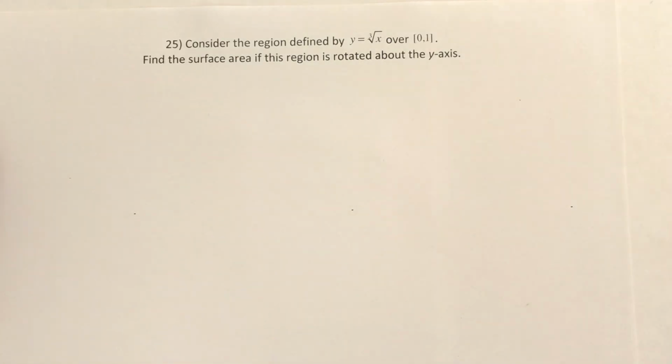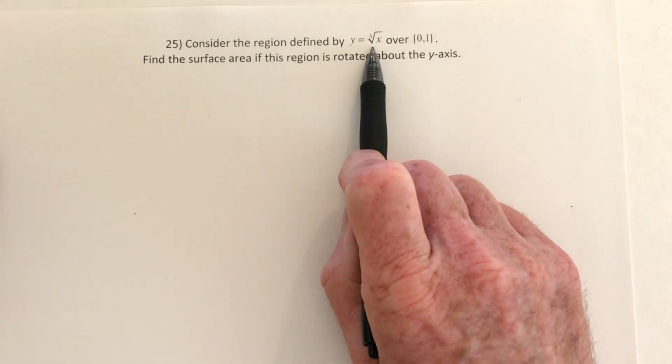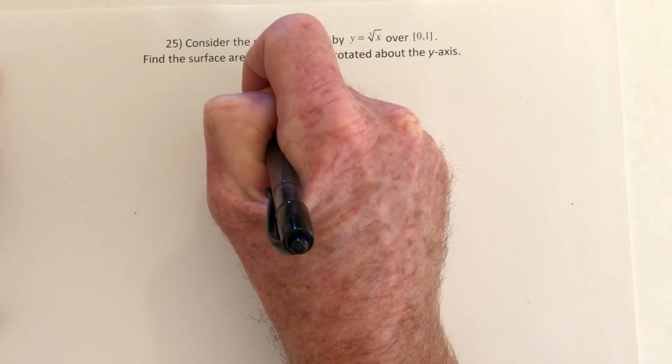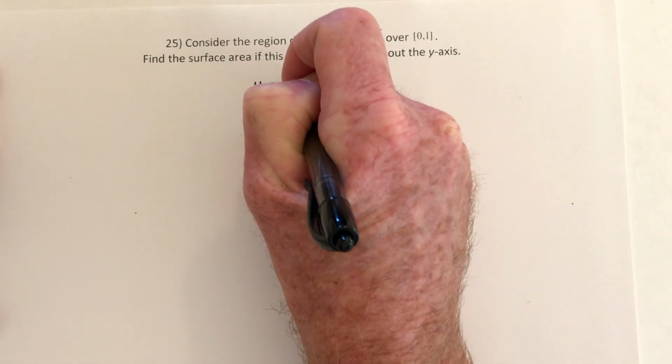And now for podcast number 25. This is the cube root function, or in other words, it's y equals x to the 1/3.